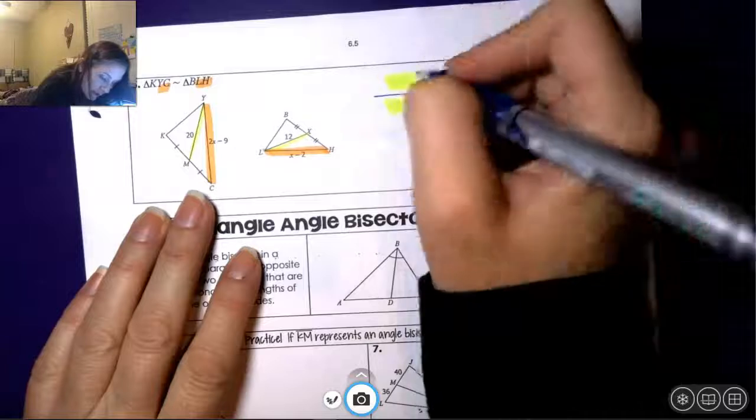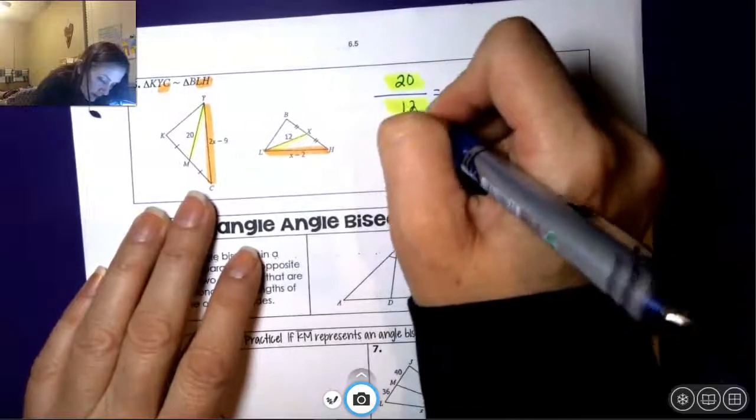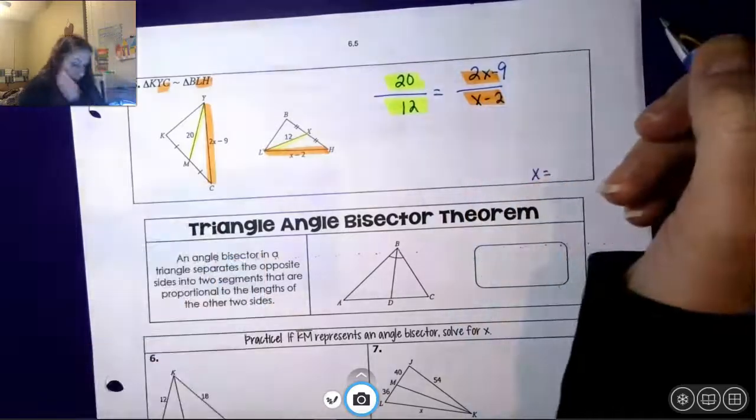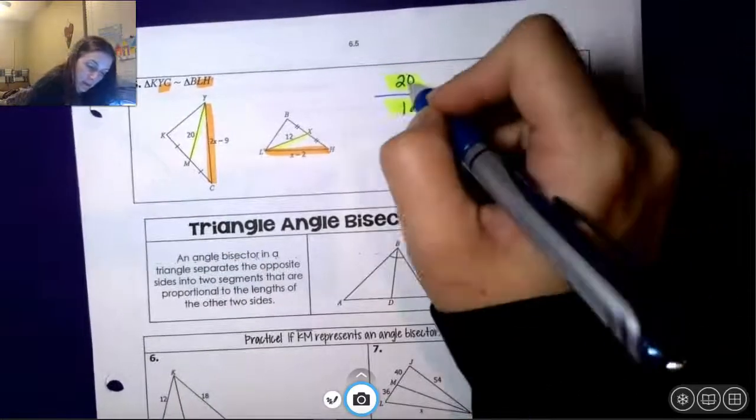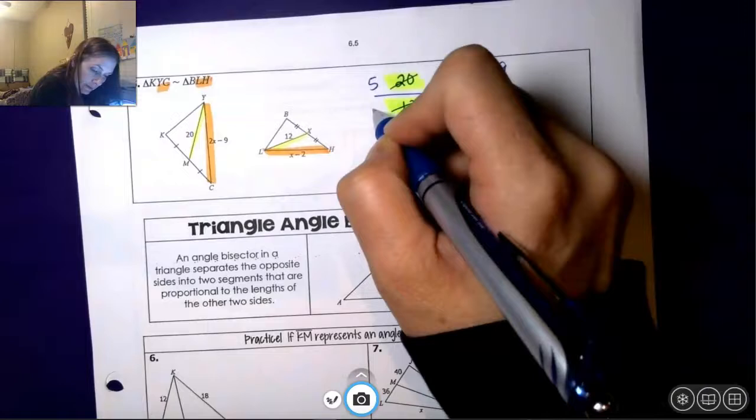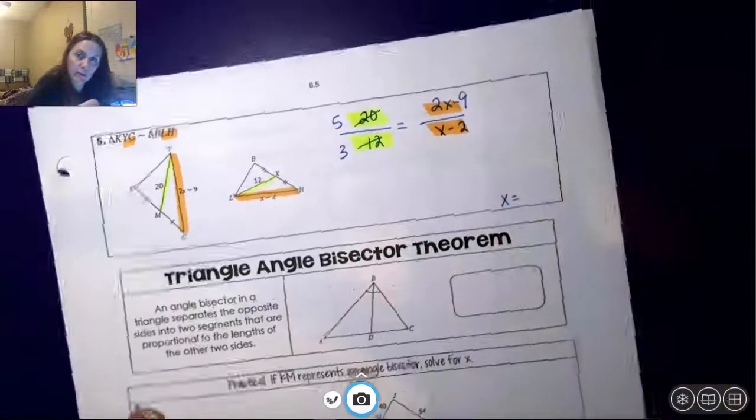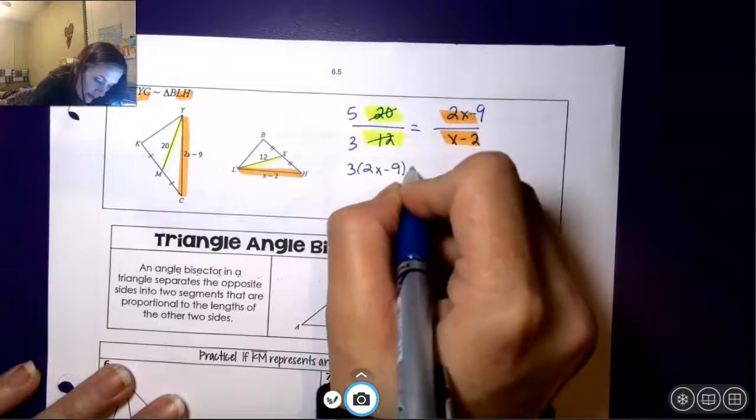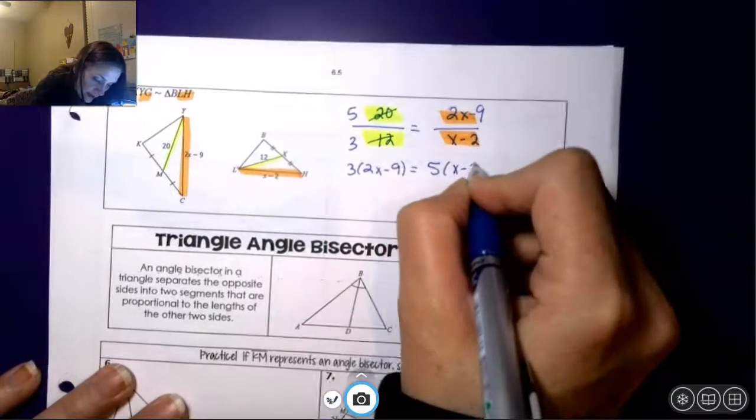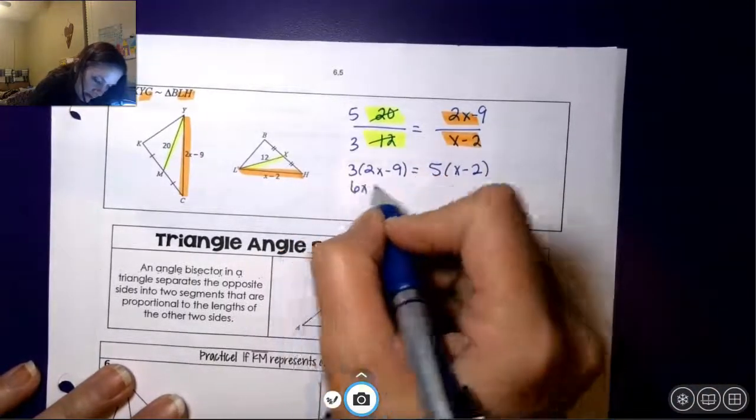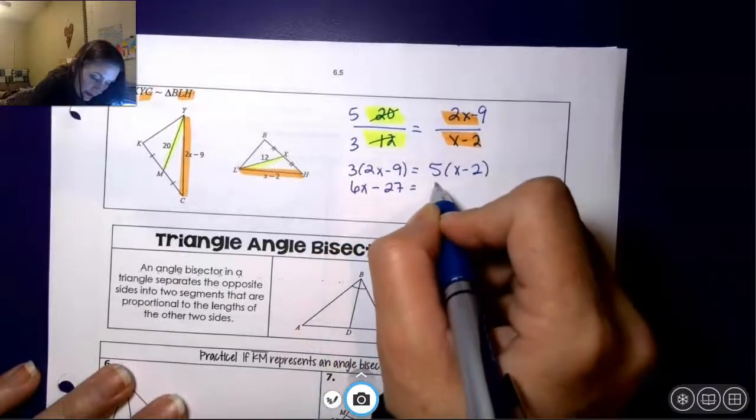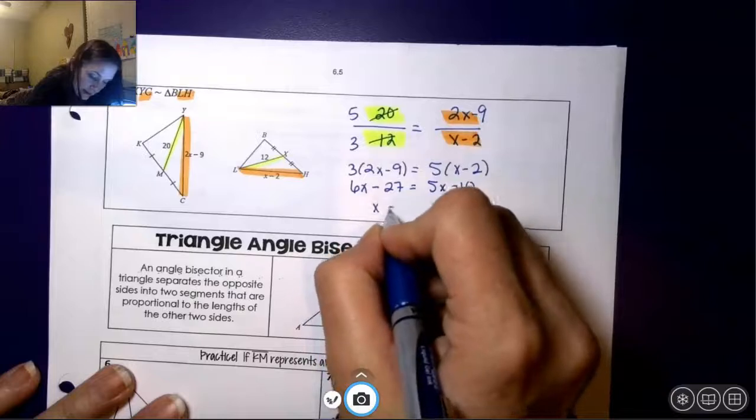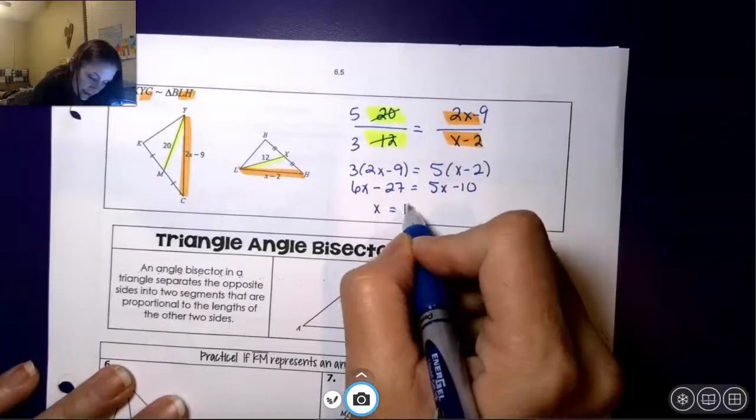So I'm going to put 20 over 12, 2x minus 9 over x minus 2. Simplify if I can: divide by 4, I get a 5, divide by 4, I get a 3. And so we have 3 times 2x minus 9 equals 5 times x minus 2. 6x minus 27 equals 5x minus 10. Subtract over here to get an x. Add over here to get a 17.